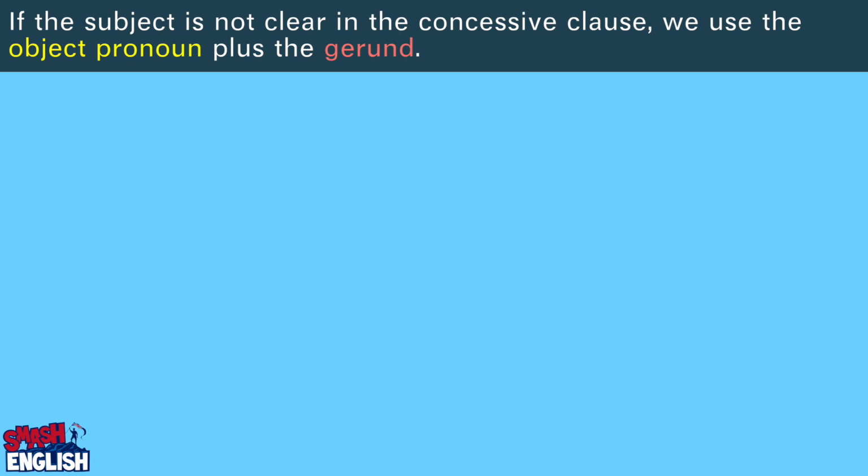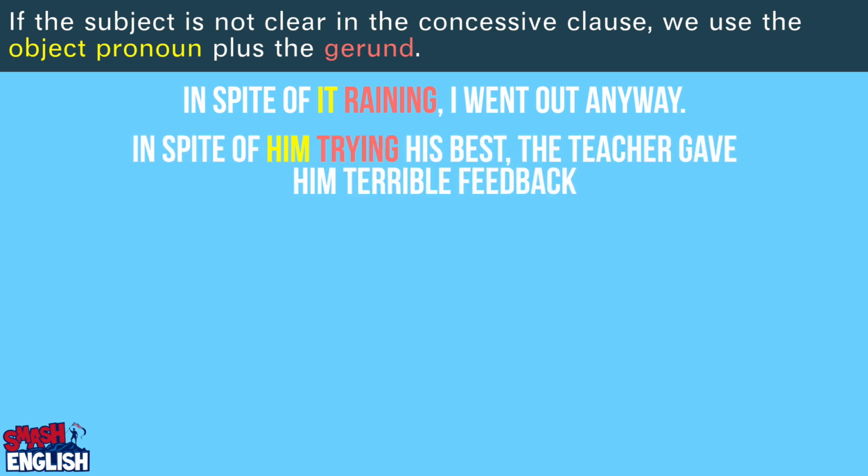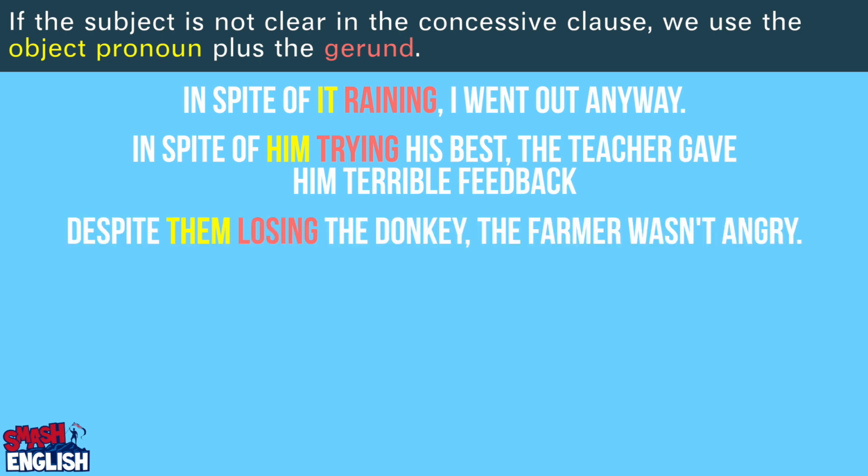Let's look at some more examples. In spite of it raining, I went out anyway. Here, it is not the subject. It is the object pronoun. In spite of him trying his best, the teacher gave him terrible feedback. Despite them losing the donkey, the farmer was not angry.